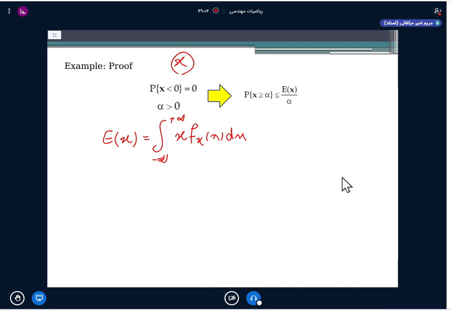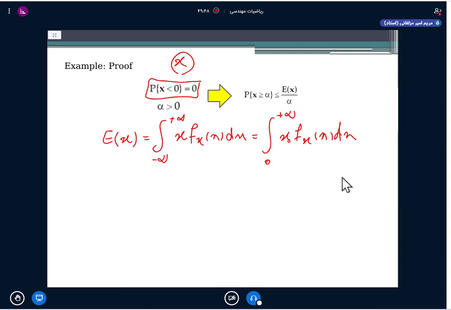So this integral from negative infinity to positive infinity is equal to the integral from 0 to positive infinity. Why? Because the PDF is equal to 0 for negative values. From negative infinity to 0, this PDF is equal to 0 because the example tells us this. Okay, so we have this. But how do we obtain this inequality?